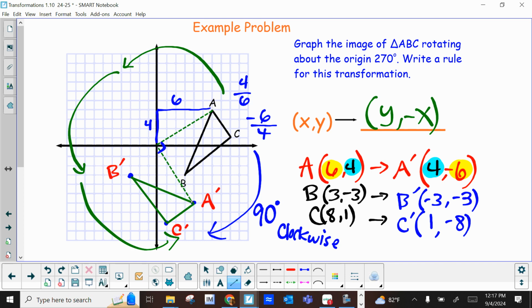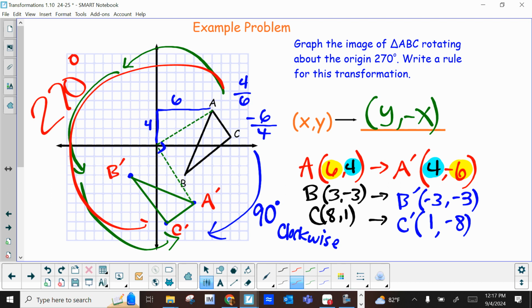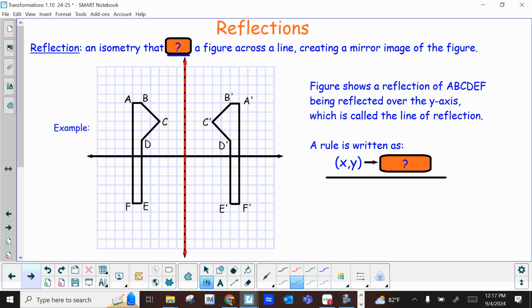Okay. And you can leave the right angle there, or you can erase it if you want, but that's what a 90-degree clockwise or 270-degree turn looks like, coming around like that. Okay. All right, so those are your rules. You do have to get used to using those. Okay, those are not in the formula chart.